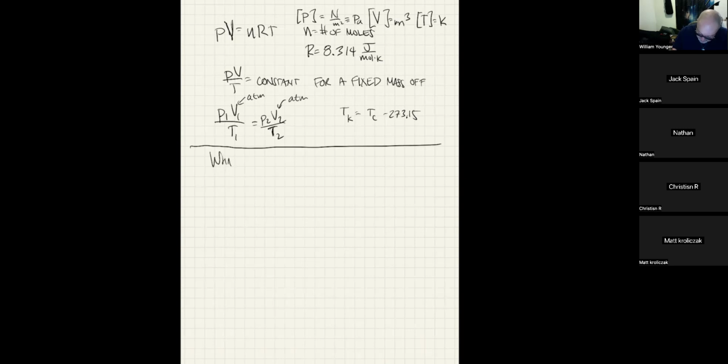What is the volume of any ideal gas at STP? Now that STP means standard temperature and pressure. Okay, so I should make a question mark out of that.